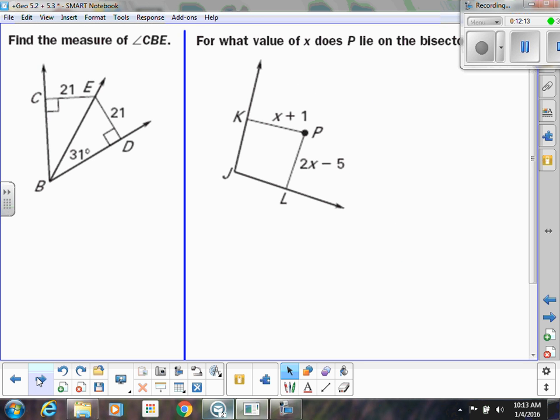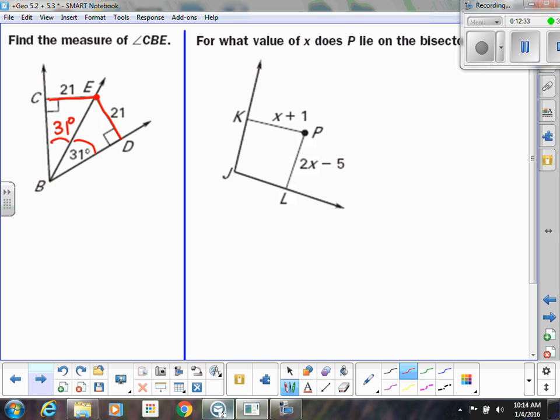All right, so let's apply this. If I'm in this diagram right here, notice that I know that this point is equidistant to the sides of that angle. So that means that these two angles are congruent. So angle CBE has to be 31 degrees.